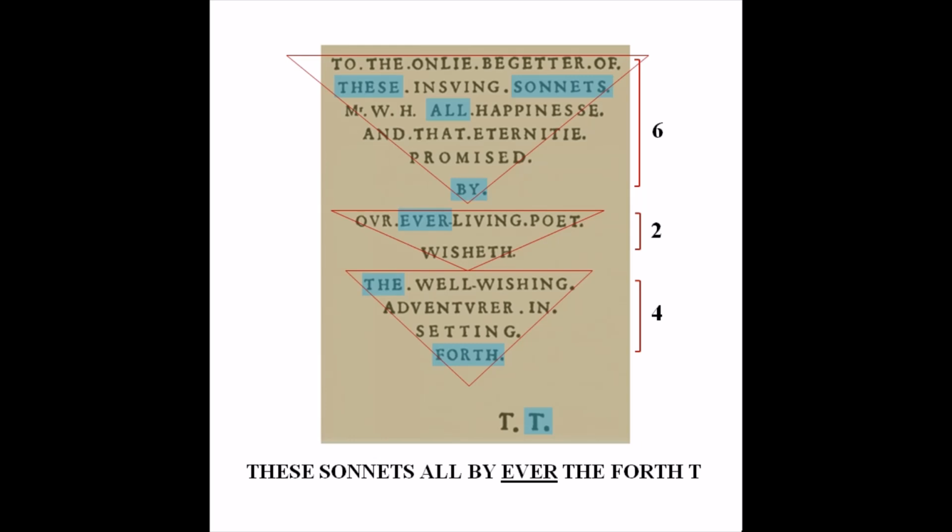John Rollett discovered that if you count every sixth, second, and fourth word, 6, 2, 4, we get the message, "These sonnets all by Ever the fourth T." Ever is an anagram of Vere and a short form of Edward de Vere.